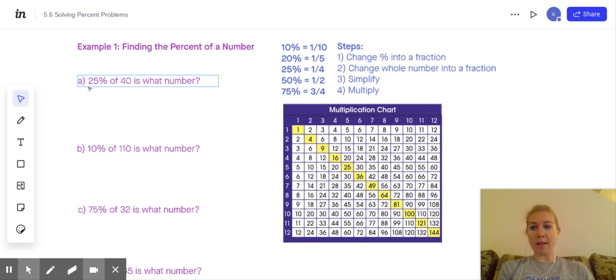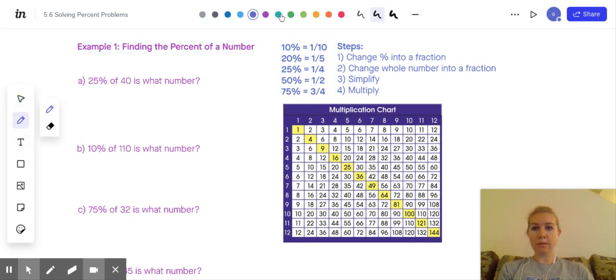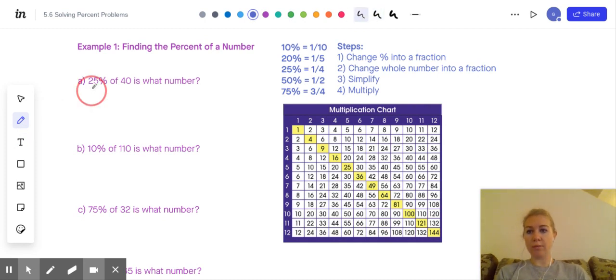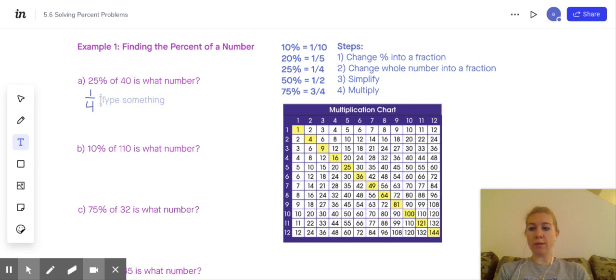Problem A says 25% of 40 is what number? Step 1 says to change the percent into a fraction. We are given 25%. I'm going to look over here to my key. 25% equals 1/4. So that means we're going to take 1/4 times 40 equals, right? Because of means times, 40 is our whole number, is means equals.